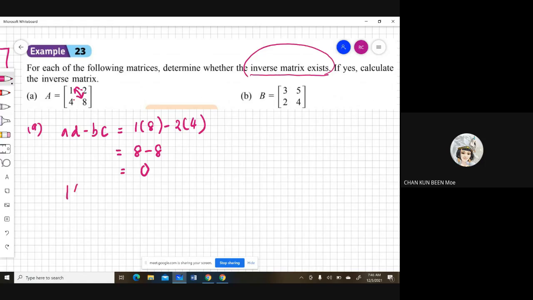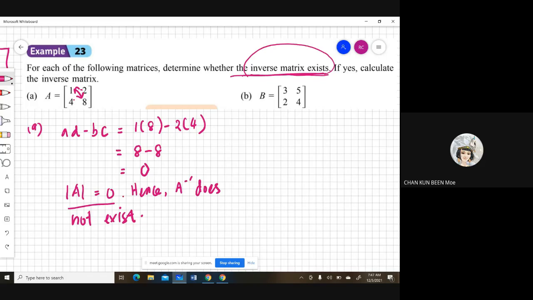Meaning that the determinant of matrix A is equal to 0. Can it be 0? Cannot, right? If it is 0, the inverse matrix of matrix A does not exist. So we can answer this question already because the determinant is equal to 0. Hence, the inverse matrix of A does not exist.